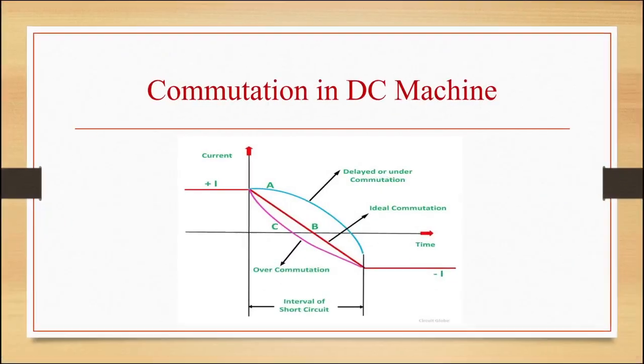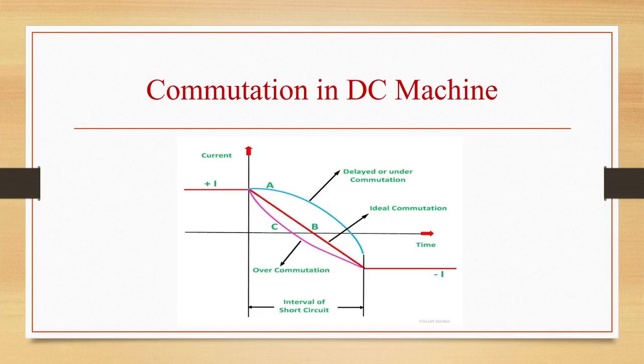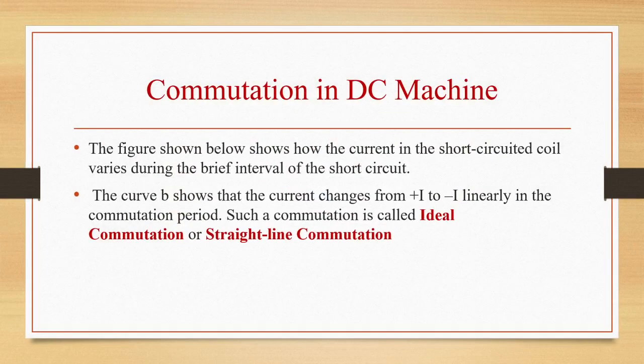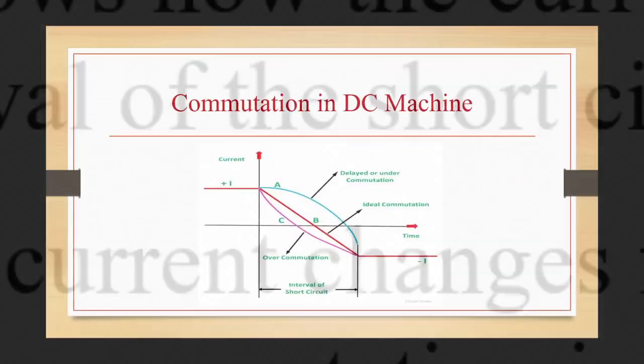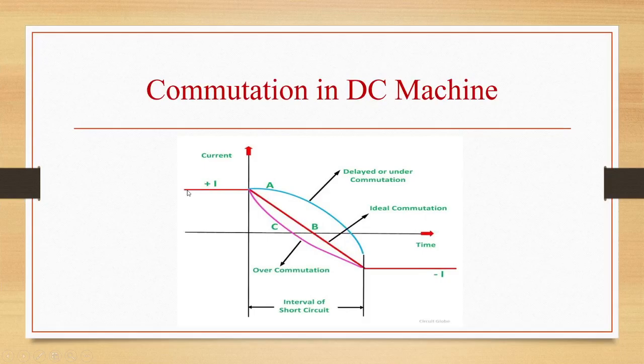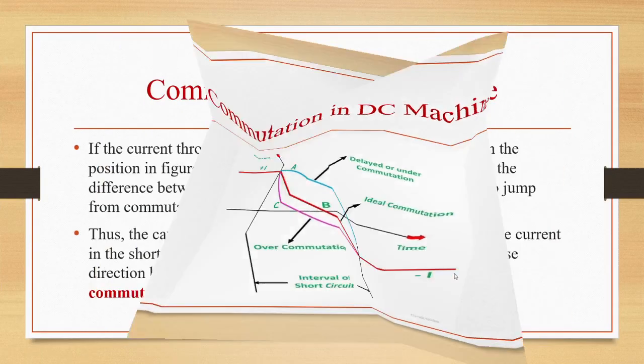This figure is showing delayed or under commutation, ideal commutation and over commutation during the interval of short circuit, and how the current in the short circuited coil varies during the brief interval of the short circuit. Curve B shows that current changes from plus I to minus I linearly in the commutation period. Such a commutation is called ideal commutation or straight line commutation. Here, ideal commutation: red line plus I, then a straight line, then again minus I.